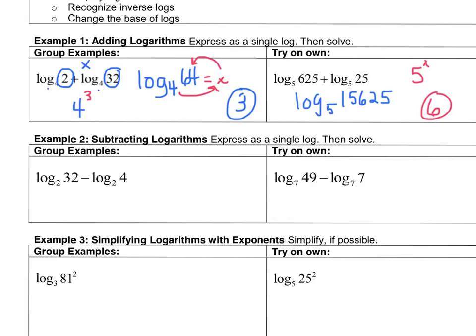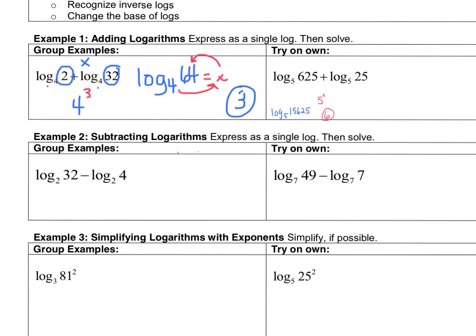Now for the subtracting ones. Again, we have the same base, log base 2 and log base 2. So we're going to take the big numbers, the 32 and the 4. This time, instead of multiplying them, we are going to divide them. 32 divided by 4. Always do it in the order they give them to you. So the first one divided by the second one.